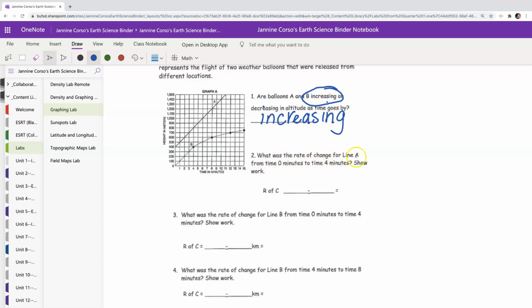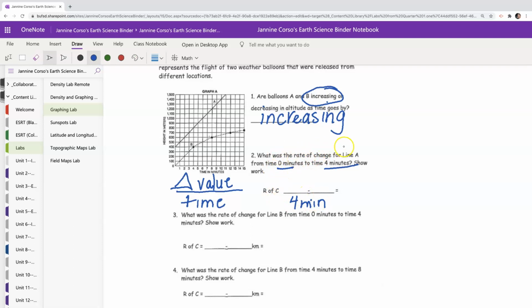Okay, now question number 2. What was the rate of change for line A from 0 minutes to the 4th minute? Show your work. Okay, remember what rate of change is. It's the change in value divided by time. So if I wrote that down, the time always goes underneath. I'm going to use this little triangle that means change in science. It says change in value divided by the time. So I have to think about this. The time that they gave me was from the 0 minute to the 4th minute. So my time goes down here. Okay, I'm going to be dividing by 4 minutes.